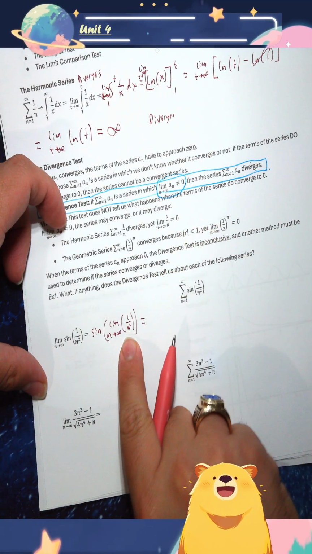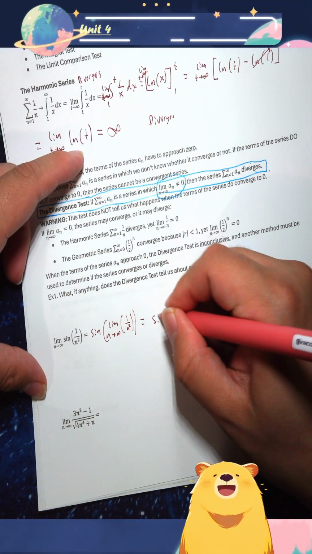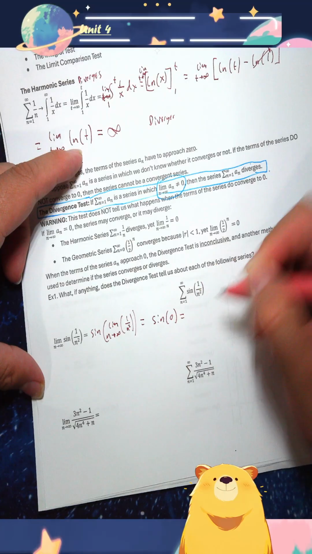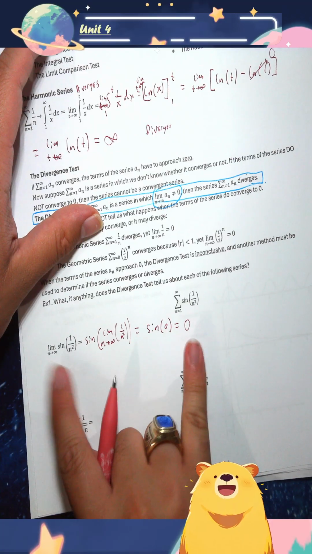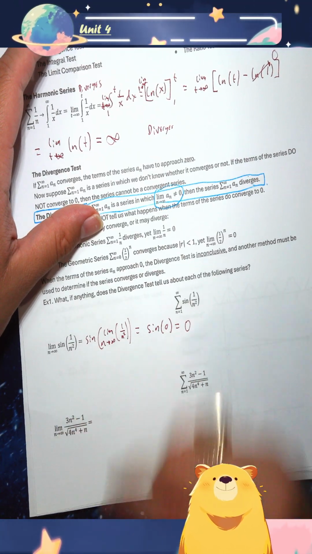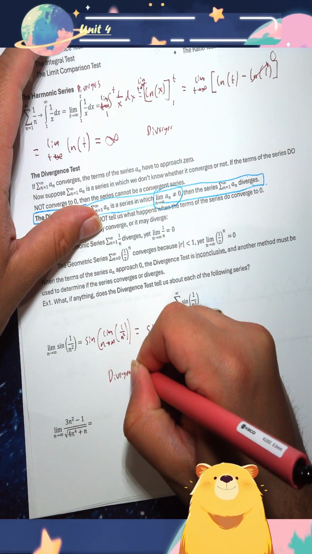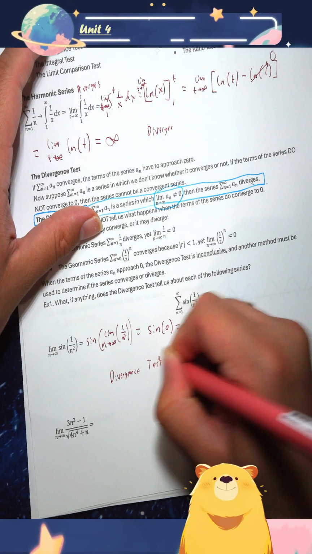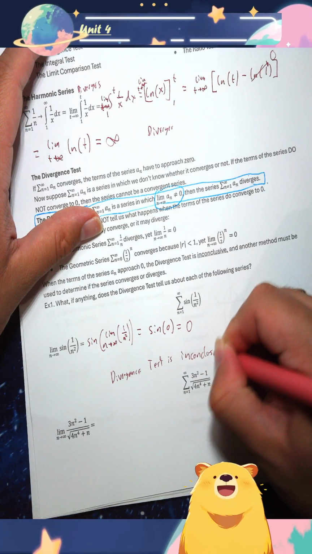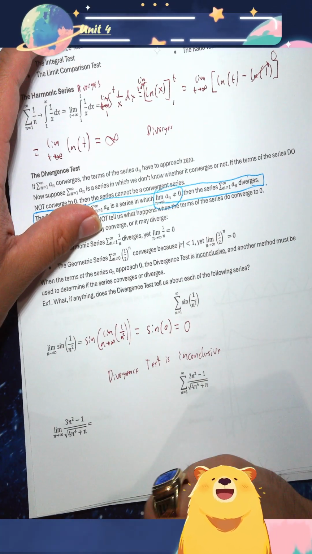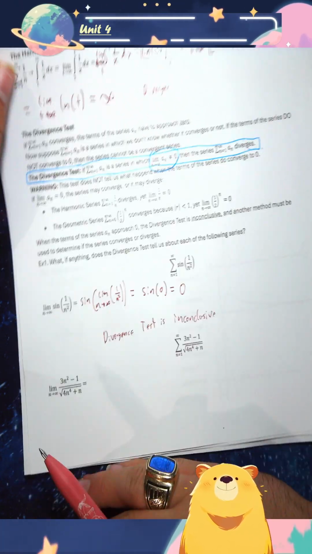And we know that this is a bottom-heavy function, so that will go towards 0. So sine of 0, which we know is 0. So here we show that the limit equals 0. So that means the divergence test is inconclusive, and it didn't really tell us anything, unfortunately. We would have to use another means to figure out if this sum converges or diverges.